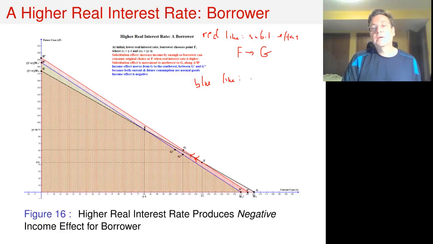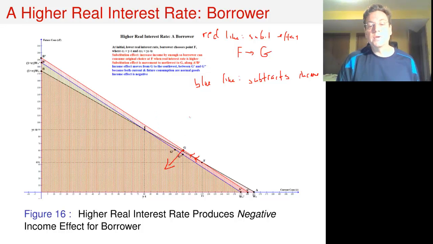The blue line, because you're a borrower, the higher real interest rate actually reduces your income. So the blue line subtracts income. And now what you're going to end up doing is moving in this southwestern direction from point G, again to somewhere between G and G prime. So if you're a borrower, a higher real interest rate will have a negative income effect. But as I have tried to emphasize, the substitution effect is the same whether you're a borrower or a lender.